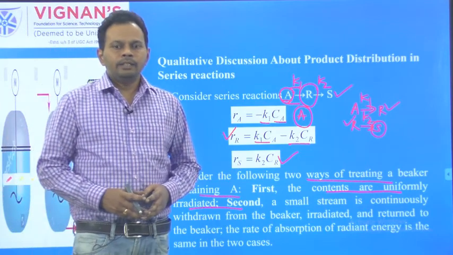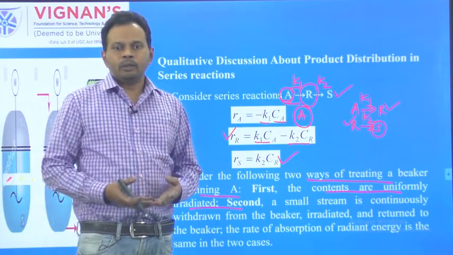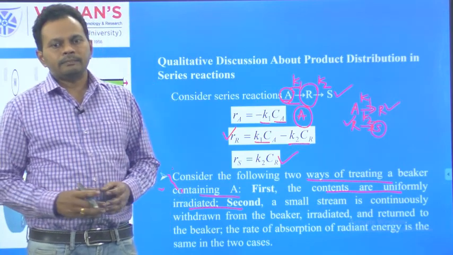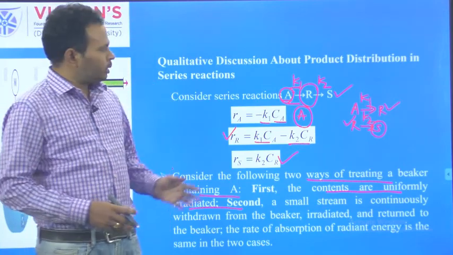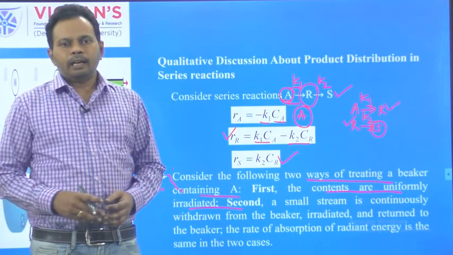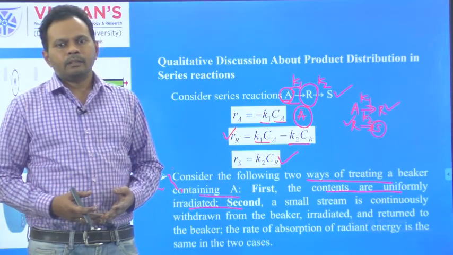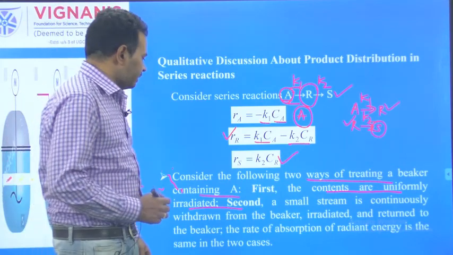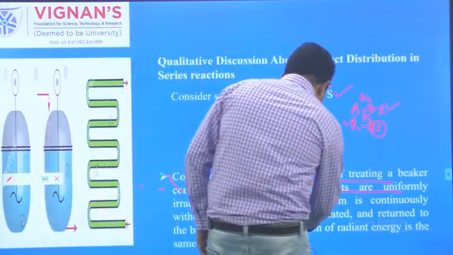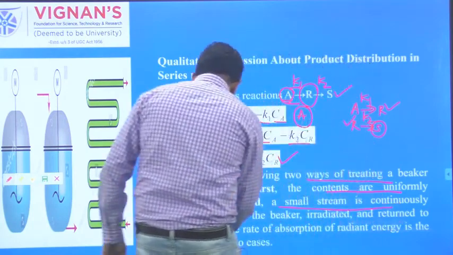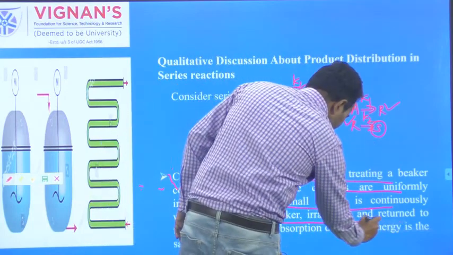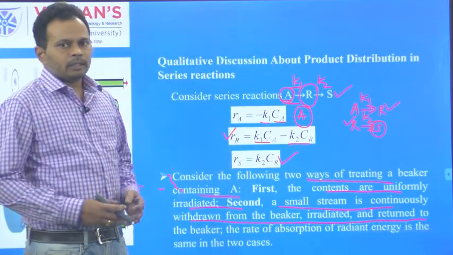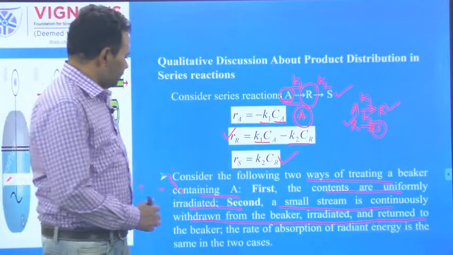Then pass the light. In this case the intensity of the light is more, and when the intensity is more, the reaction completes very quickly. Immediately from A we have the production of R, and immediately R disappears and produces S. Whatever products are obtained in the glass tube return to the beaker. So in the second case, a small stream is continuously withdrawn from the beaker and irradiated, meaning radiation is passed, and the products obtained are returned to the beaker.